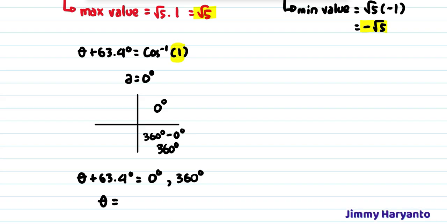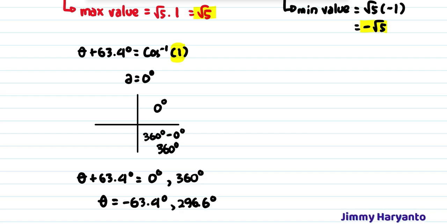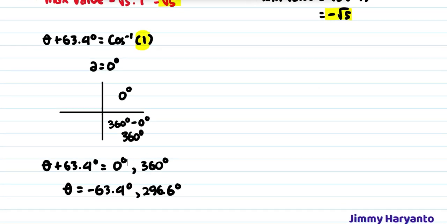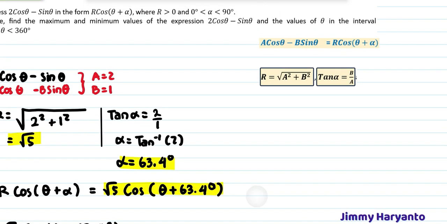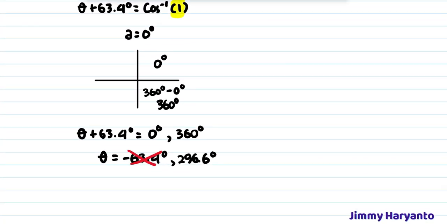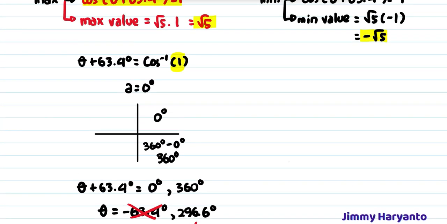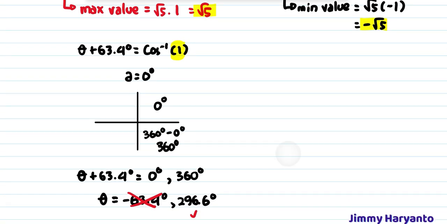So theta equals 0 minus 63.4, that means negative 63.4 degrees, and this one is 360 minus 63.4, it's 296.6. I moved the 63.4 to the right hand side, so you have theta. And that is for the maximum. I think we have to reject this one because the question says the boundaries are 0 until 360, so we have to reject that one. The final answer for the maximum point is 296.6.